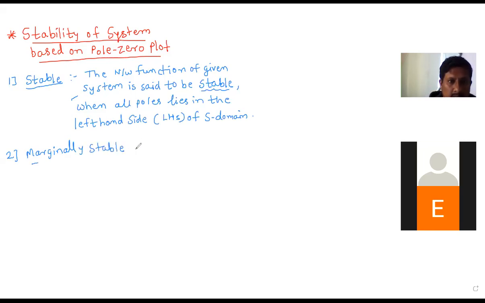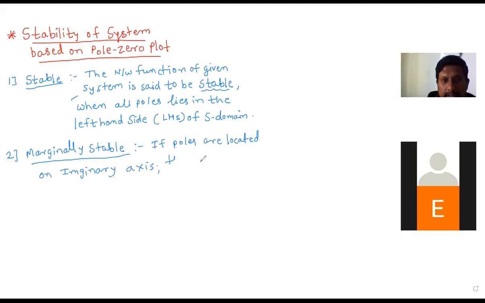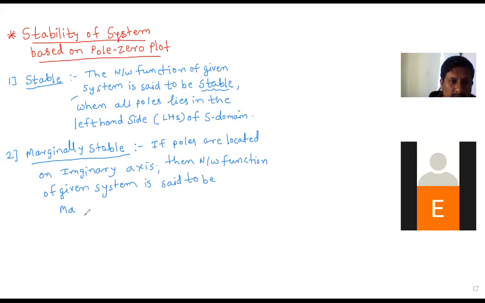Marginally stable. So if poles are located on the imaginary axis, then the network function of the given system is said to be marginally stable.